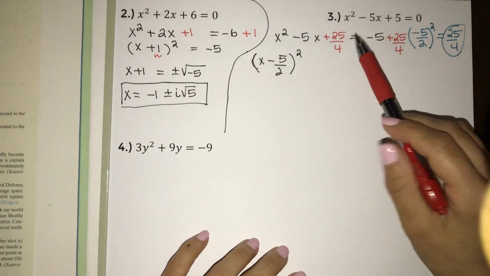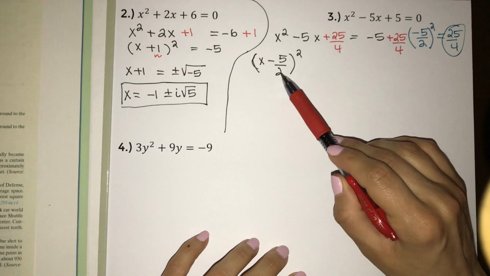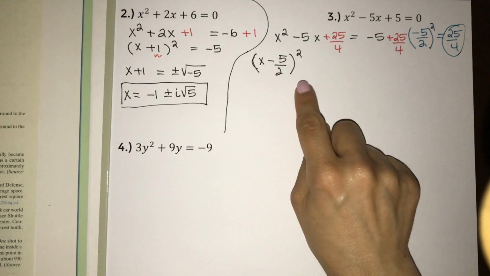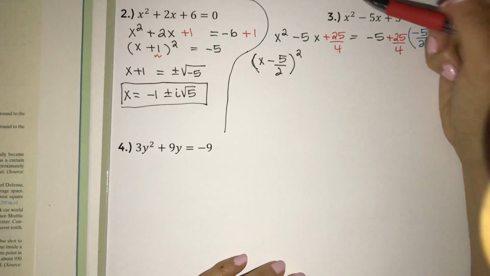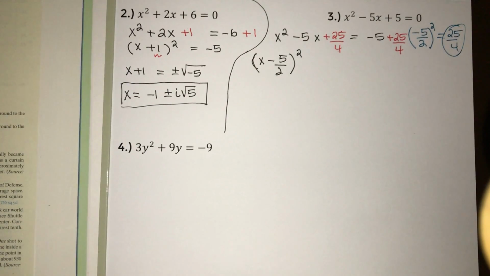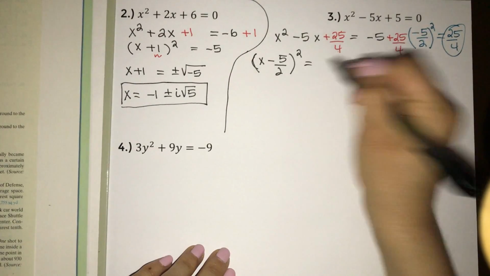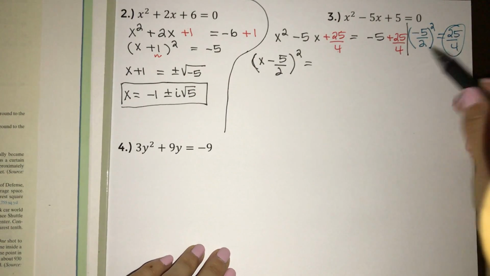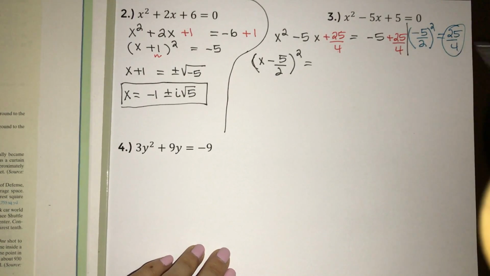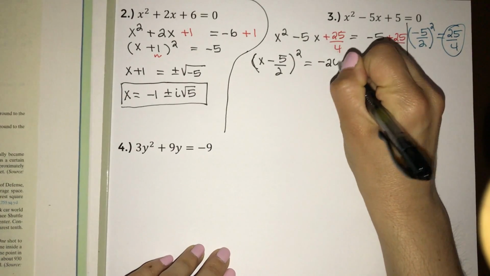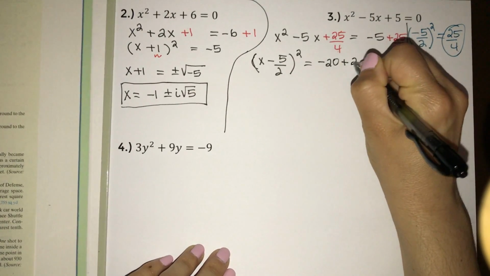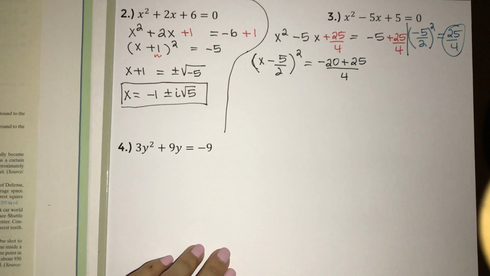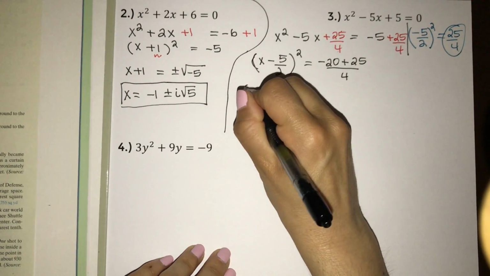All right, so square root of 25 over 4 is 5 over 2, and you can write this out twice, and you can FOIL, and you will see that you get back to this trinomial. Okay, on the right side, right here, I need to get a common denominator. The common denominator is 4, and so I can write this as negative 20 plus 25 over 4. And then we need to simplify.